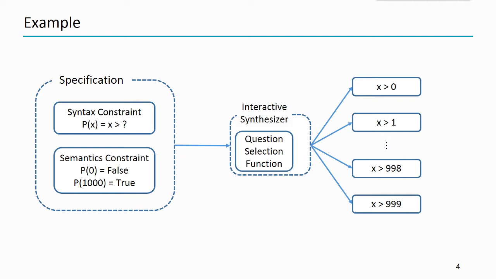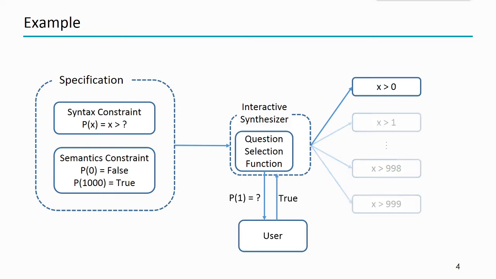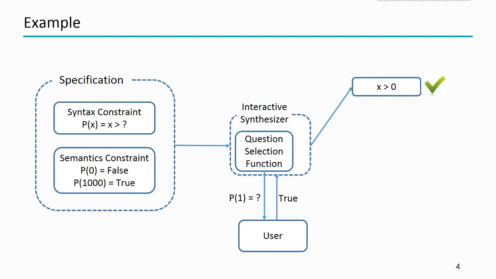To distinguish between these programs, the question selection function may ask the value of p1. Suppose the answer is true, then the interactive synthesizer could exclude all programs except x greater than 0. At this time, x greater than 0 must be the target program. Since the questions bring extra burden to the user, the question selection function should minimize the number of questions.